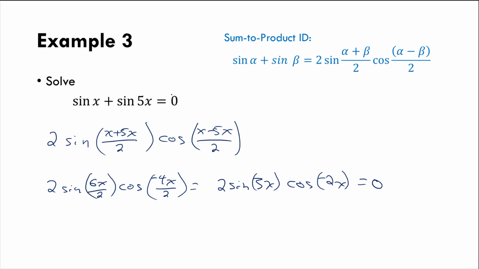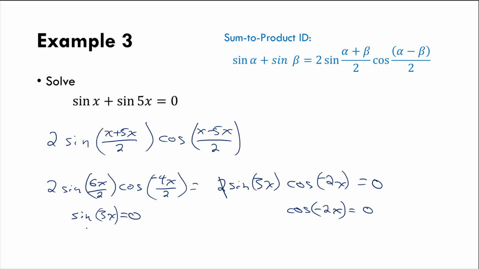And that's equal to 0, right? Set that equal to the right-hand side of our equation there. I can divide both sides by 2, so my 2 goes away, and I'm left with sine times cosine equals 0. Well, we can use our zero product property at this point and say sine of 3x equals 0 and cosine of negative 2x equals 0.